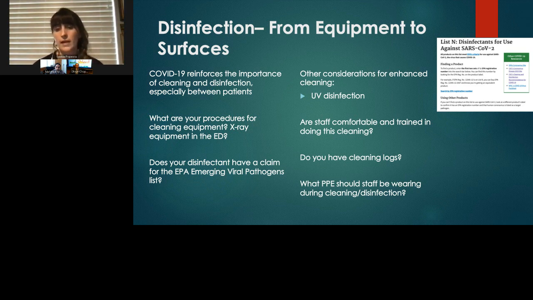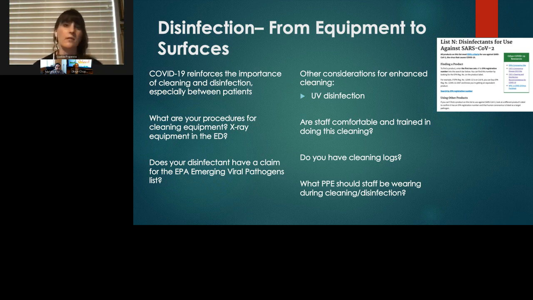And one thing that I think it's really easy to forget or assume is, are your staff comfortable and trained in doing this cleaning? It sounds silly, but when was the last time that they were taught how to wipe down that machine or which disinfectant to use, and how confident and comfortable do they feel with that? Because I think it's so easy to just assume, oh, that's part of their job title. I mean, we taught them that when they started. Well, when was the last time we did competencies and they had the opportunity to really demonstrate that they felt comfortable with that process, especially right now?